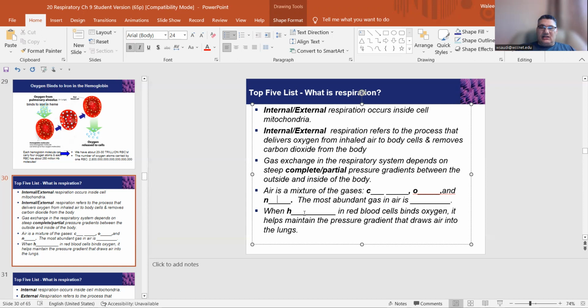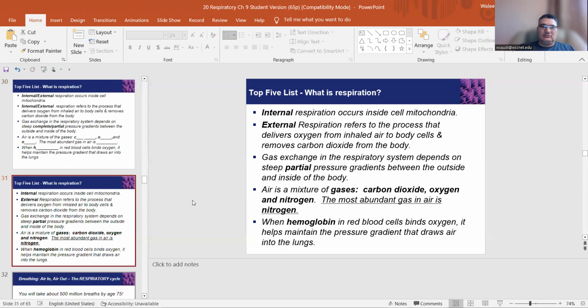What is in the red blood cells? Obviously, it is hemoglobin, and this is what binds or attaches to oxygen. So here is everything: internal respiration, external respiration, very important definitions. Partial pressure: there is the pressure of oxygen outside and the pressure of oxygen inside. The pressure of oxygen in the air, we call that partial pressure because oxygen is part of the air. So its pressure is called partial pressure. Same thing for carbon dioxide and nitrogen.